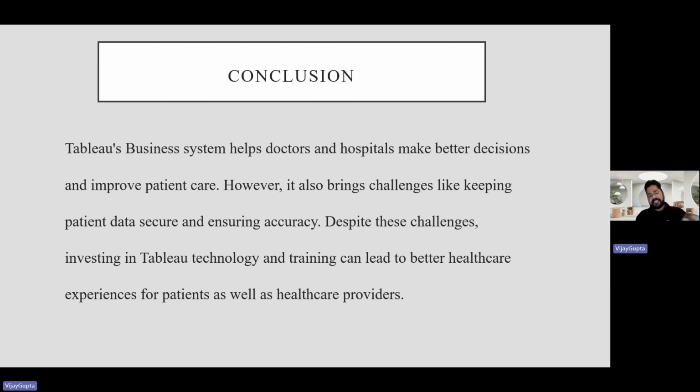Despite all these problems, if any industry or any healthcare or any hospital wants to invest in this system, then it can do better for the patients, for their medical staff, and for the betterment of their success. So it is a win-win situation for patients as well as medical staff and hospitals.